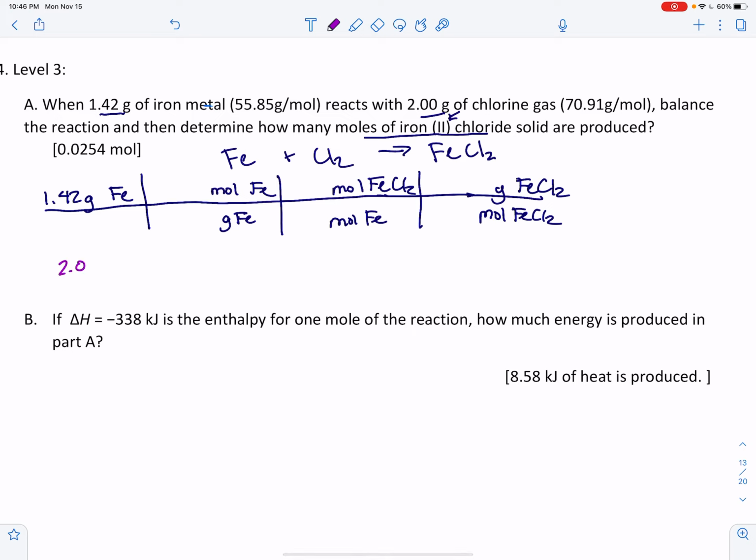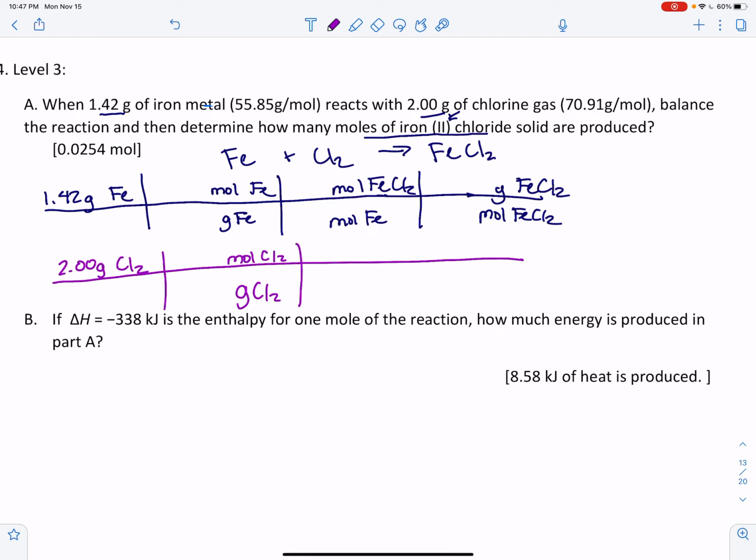So 2.00 grams of Cl2, grams of Cl2 into moles of Cl2, moles of Cl2 into moles of FeCl2, and then moles of FeCl2 into grams of FeCl2. Then we just plug all of our numbers in.